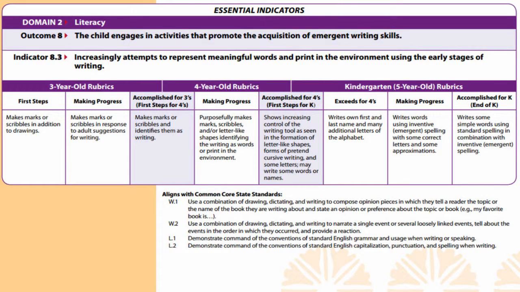This section has the rubrics for 3-year-olds, 4-year-olds, and kindergartners or 5-year-olds. Undoubtedly, you are aware by now that there are crossover or overlapping rubrics between indicators. For example, makes marks or scribbles and identifies them as writing is both accomplished for 3s and first steps for 4s. Likewise, shows increasing control of the writing tool as seen in the formation of letter-like shapes, forms, or pretend cursive writing, and some letters may write some words or names is accomplished for 4s and first steps for kindergarten.